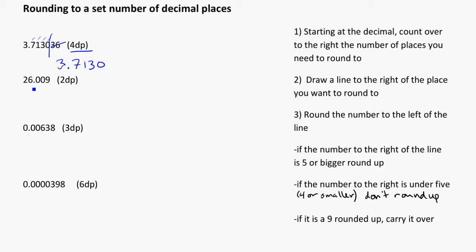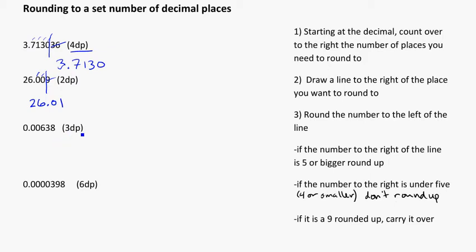In the next example, 2 decimal points. So again, starting at the decimal, counting over 1, 2 spots, drop down my line. And here I see a 9 on the right hand side of the line, so I know I need to round up. It's bigger than 5. So if I round a 0 up, I'm going to round it up to a 1. So that becomes 26.01, and everything after the line gets dropped off.